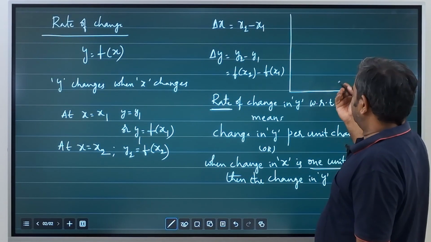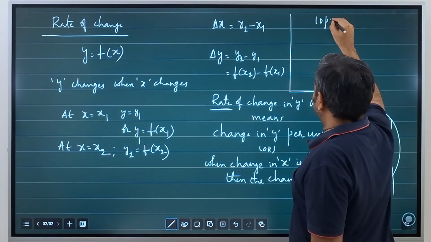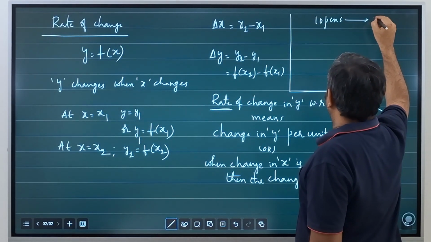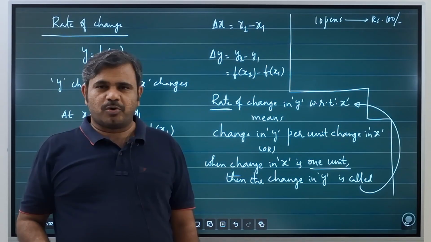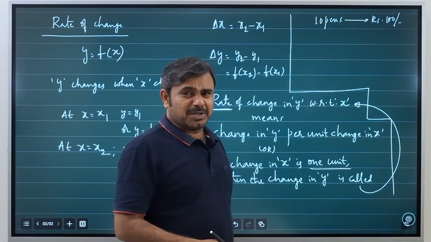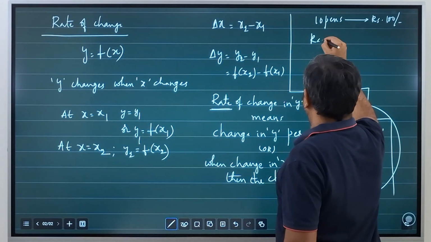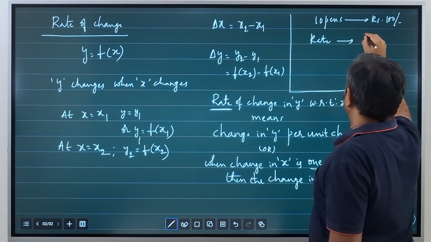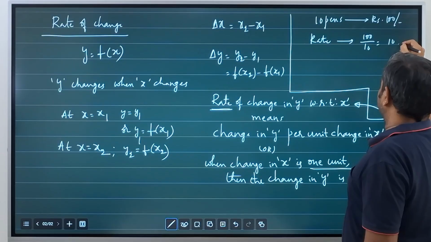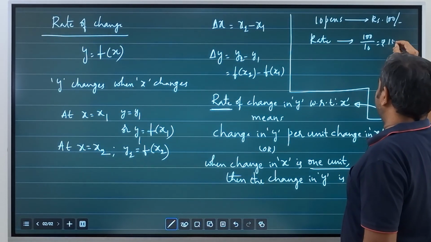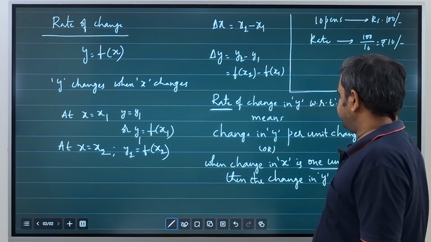Let's take an example. You buy 10 pens for 100 rupees, let's say. What is the rate? Rate here means the cost of 1 pen. So the rate is 100 by 10, which is equal to 10 rupees. So 10 rupees is the rate at which you bought 1 pen. So we call it rate.